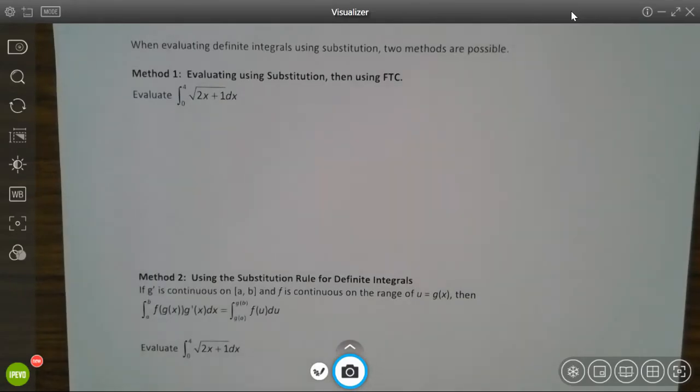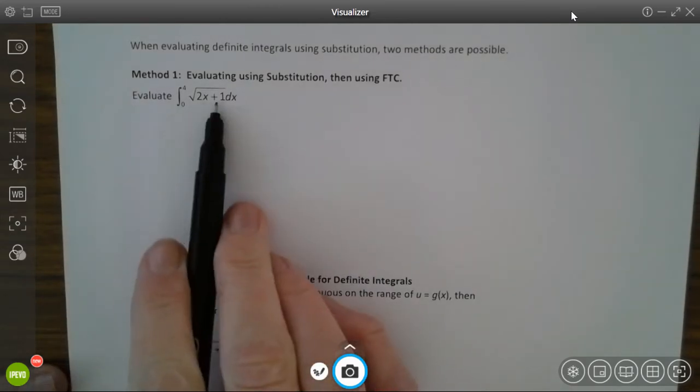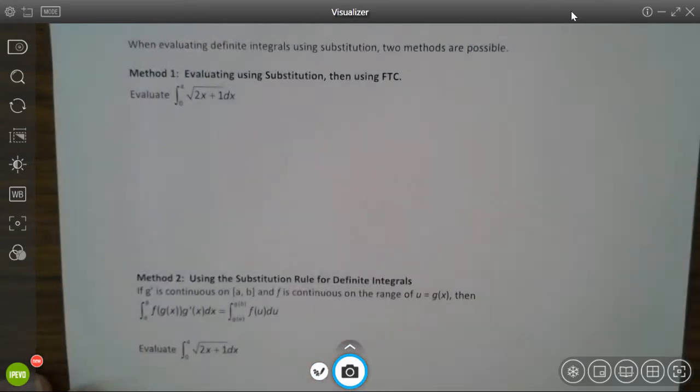Hi, everyone. So we've been talking about U-substitution and evaluating indefinite integrals, and we've talked about evaluating definite integrals using the FTC. So today we're going to be talking about merging those two ideas together. So what happens when we want to evaluate an integral, but we want to evaluate it over an interval?